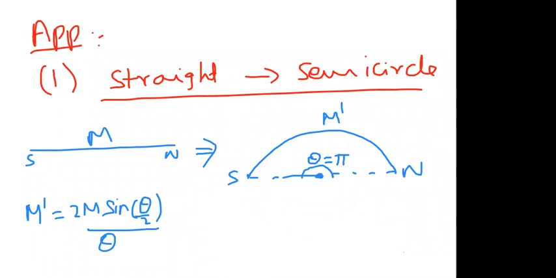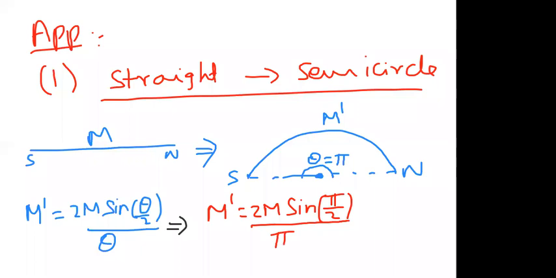So substituting that in the formula, let us check what happens. M dash is equal to 2m into sine of theta by 2, divided by theta. Theta is pi, so sine pi by 2. What is sine pi by 2? Sine 90 is 1. So my answer is M dash is equal to 2m by pi.